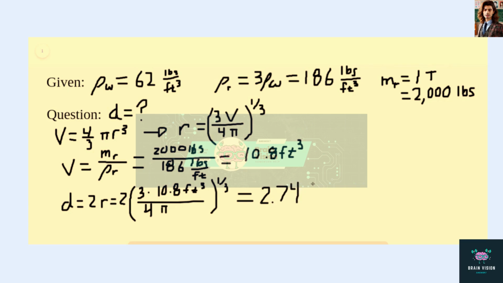And it asks us in the beginning if we thought it would be approximately 1 foot, 3 feet, or the size of a car. Well, 2.74 feet is approximately 3 feet. So there's your answer. Go ahead and box that in.